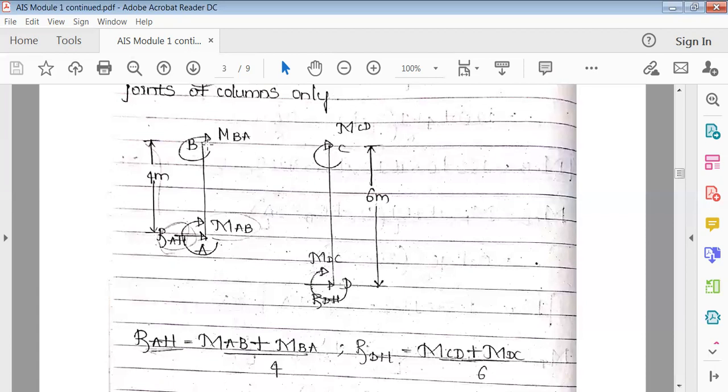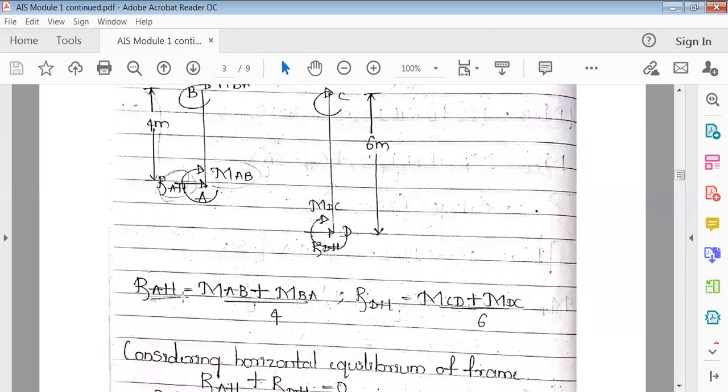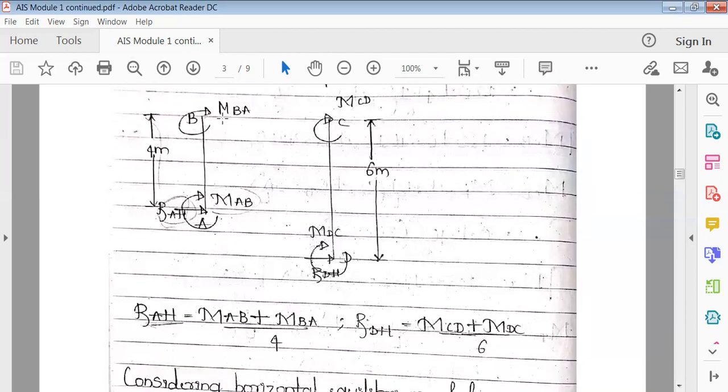So if I'm finding moment about B at the top of the joint, moment about B is equal to MAB clockwise plus MBA clockwise, which is equal to RAH into 4, since RAH is going anti-clockwise. When I simplify this, RAH is equal to MAB plus MBA divided by 4. Okay, I'll get RH.